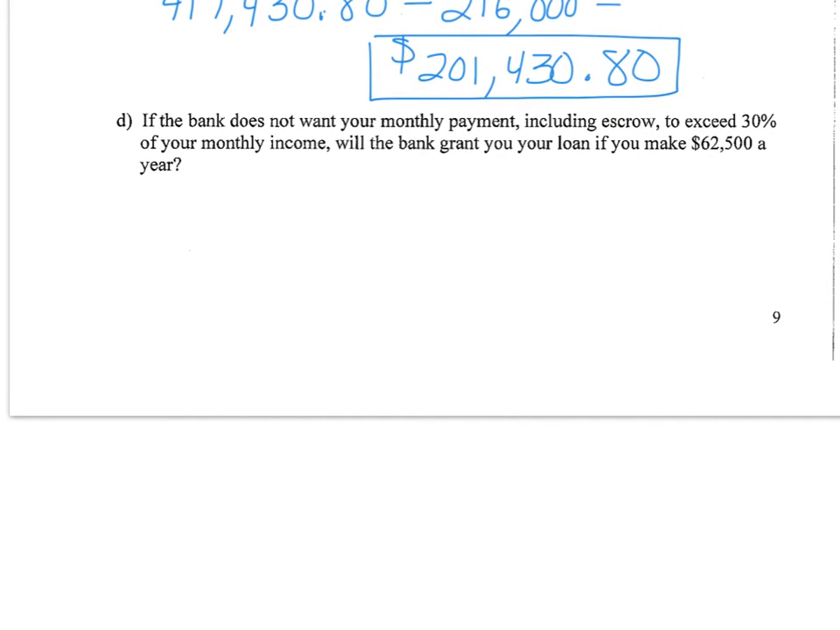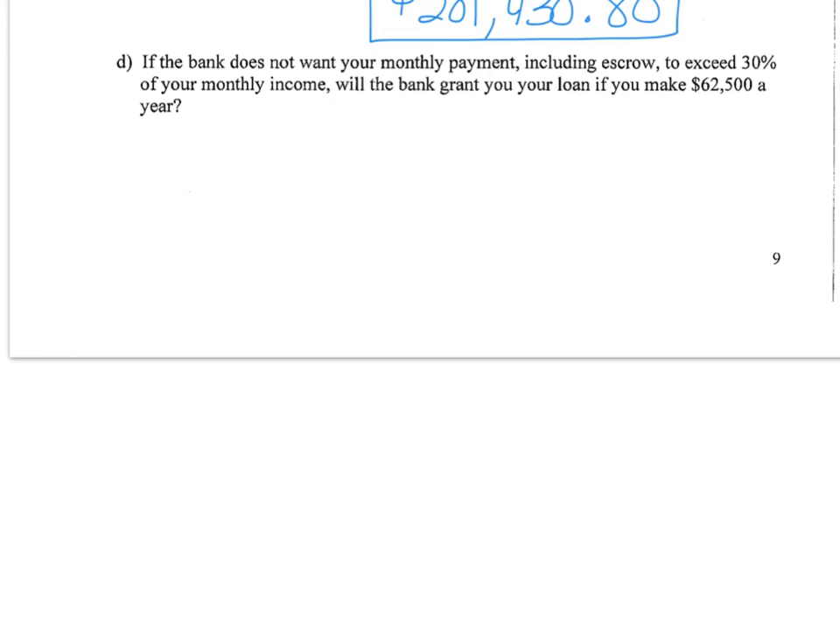if the bank does not want your monthly payment, including escrow, to exceed 30% of your monthly income, will the bank grant you a loan if you make $62,500 a year? Okay, well, they don't want it to exceed 30% of your monthly income. They gave me my annual salary, so I need to find out how much I make per month. So I'm going to take $62,500 and divide it by 12 and end up with $5,208.33 per month. That's how much I'll bring home per month.